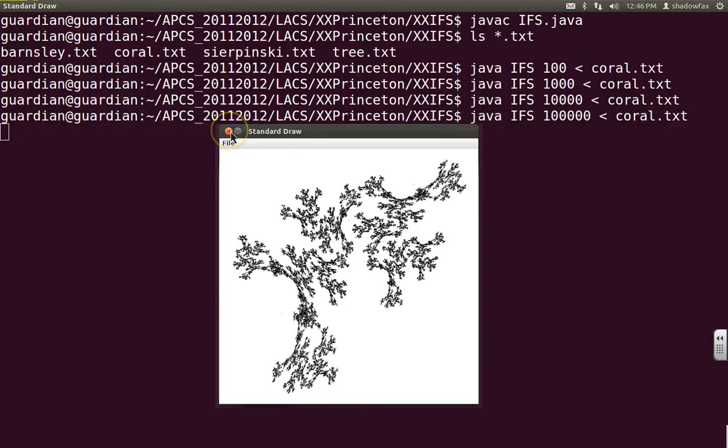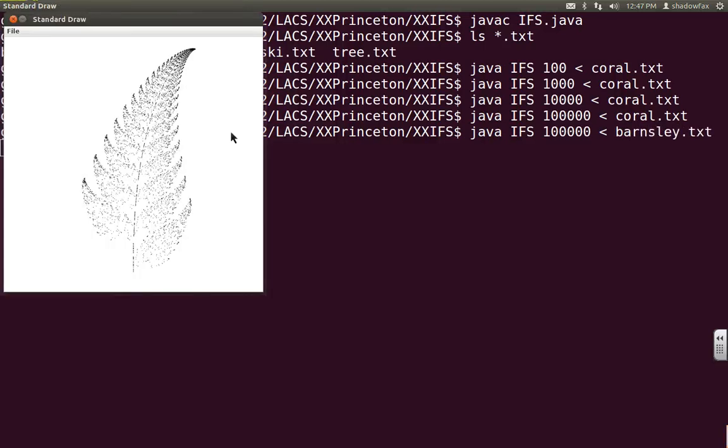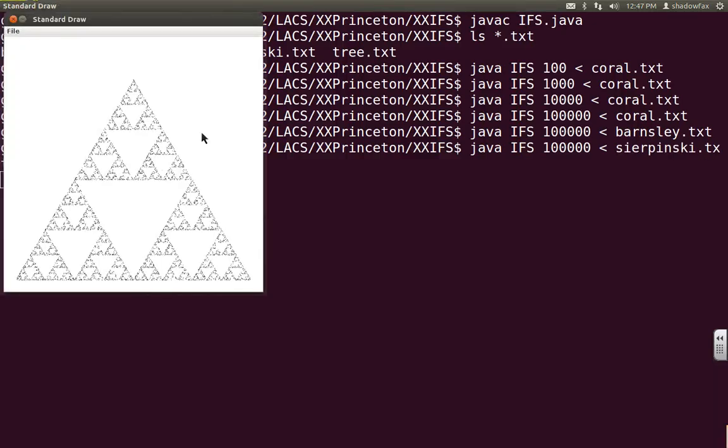Is that it? That's it. Okay, let's try a different input file. How about Barnsley? What's that? Wait, hang on. Barnsley. There you go. Let's see what this does. Oh, it's like a fern. A leaf from a fern tree or something. All right, how about Sierpinski? So this gives you like a Sierpinski triangle fractal.